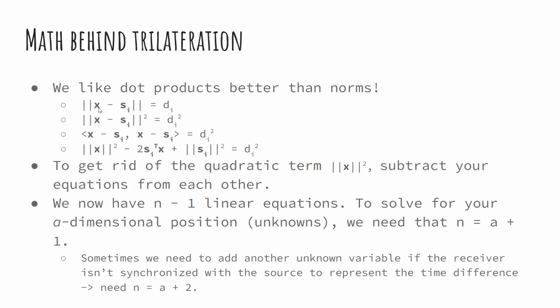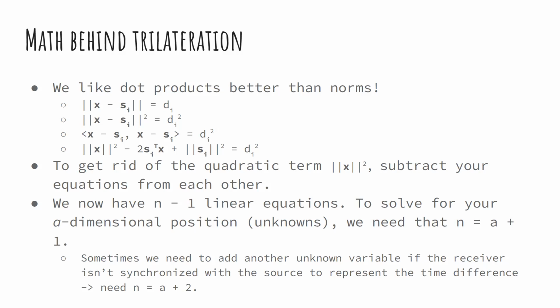So on the first line, this is basically a definition. X is your location, S_i is the location of satellite i, and d_i is the distance from you to satellite i. So what this is saying is that the vector between X and S_i, if we take the length of that, equals the distance. Does that make sense to everyone?